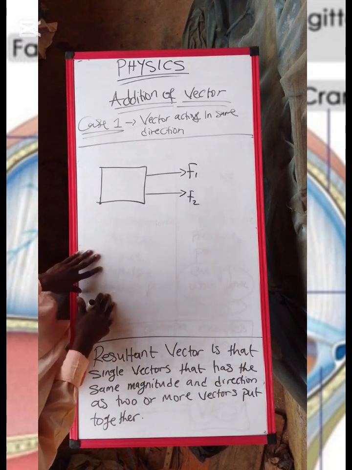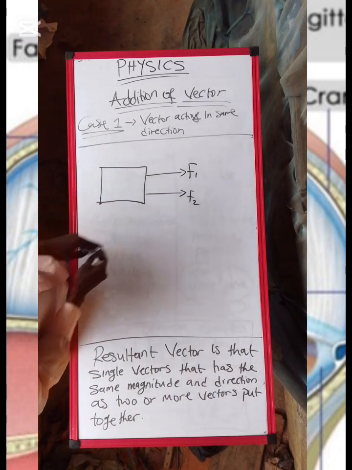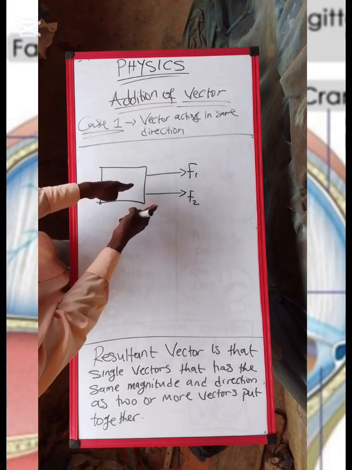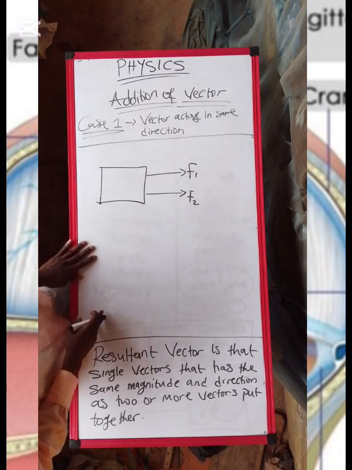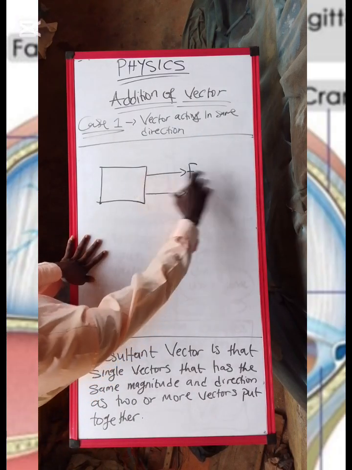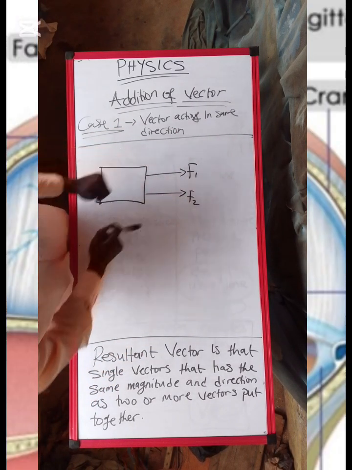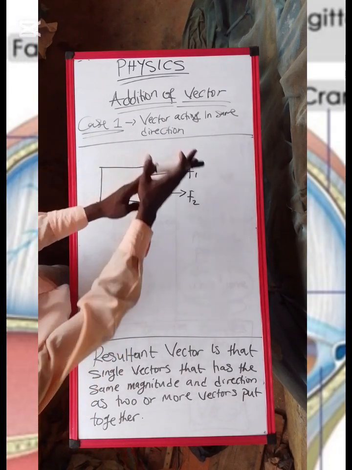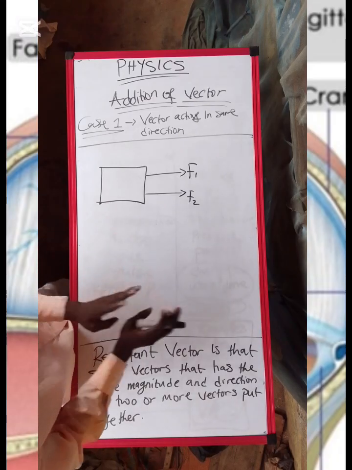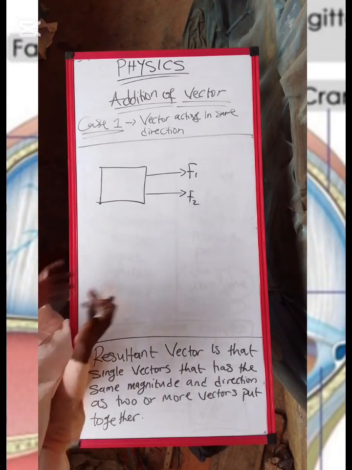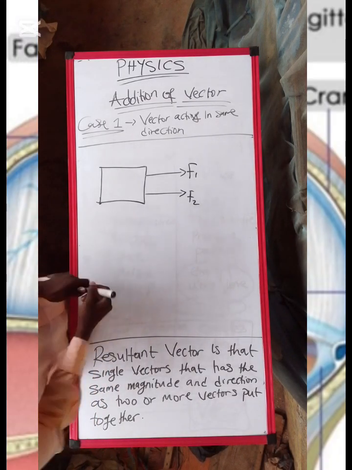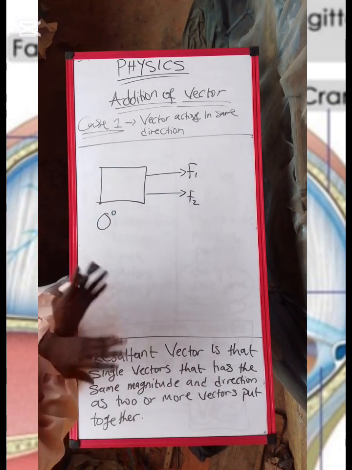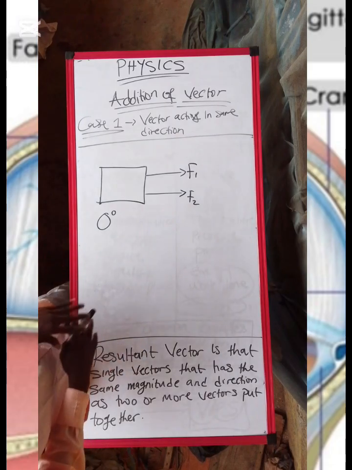Take note that vectors acting in the same direction are also called parallel vectors. When we say parallel vectors, it means they are acting side by side. They are not inclined to each other at any angle. In this case, you can see that this one is going this way, this one is going this way, so they are side by side. This is called parallel vectors. You can also call them vectors acting at an angle of 0 degrees. Anything parallel is always at an angle of 0 degrees. It is just a constant.